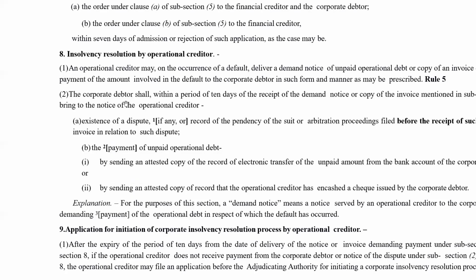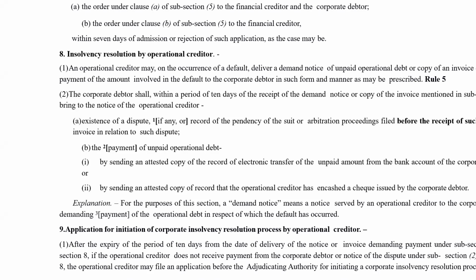Section 8 talks of insolvency resolution by operational creditor. Like in section 7, we have seen the different types of financial creditors which can initiate this process. Section 8 and section 9 both are for operational creditors. Section 9 talks of application for initiation, and section 8 talks of insolvency resolution by operational creditor. So first of all, you will try to resolve the insolvency of the corporate debtor.